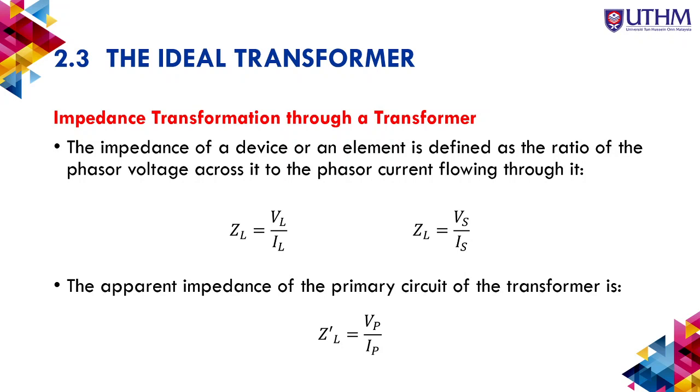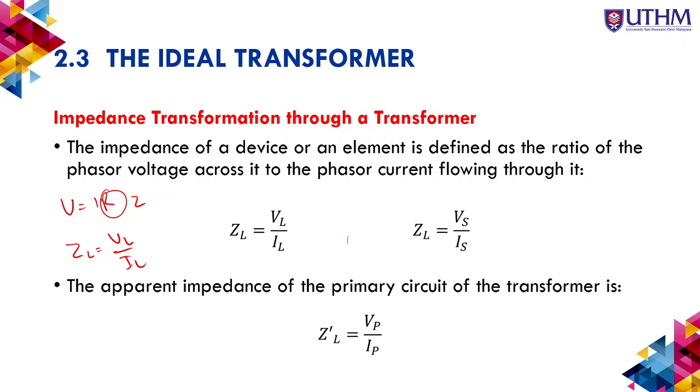So the impedance of the device or an element is defined as a ratio of the phasor voltage across it with the current. So it's like V, I, R, like Ohm's law, V equal to IR. So this one becomes Z. So ZL becomes VL over IL. So this is easy, I think, not difficult.